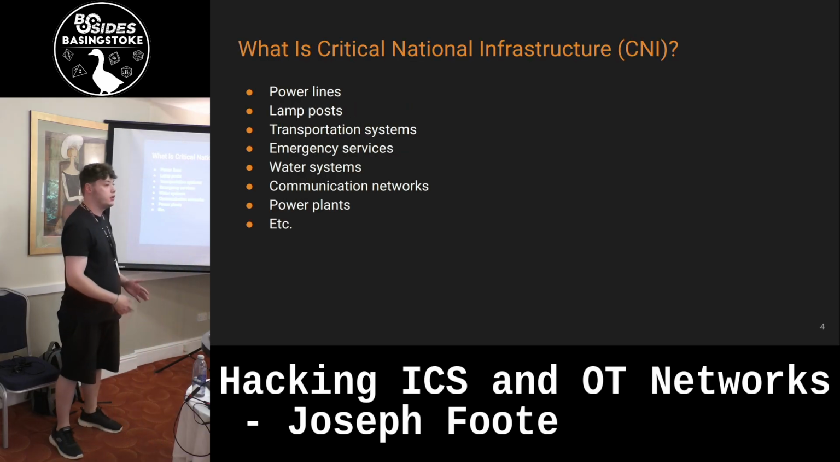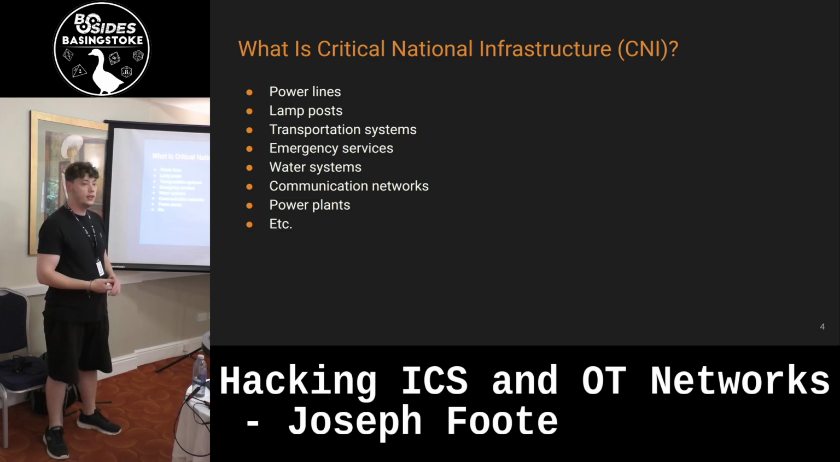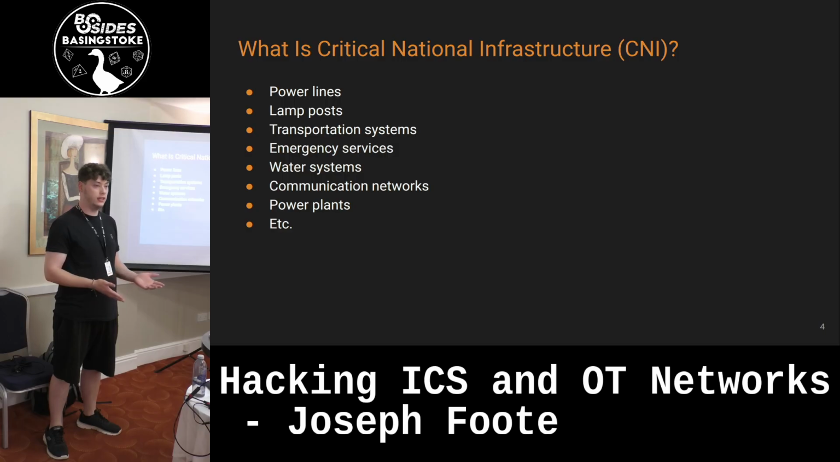So, what is critical national infrastructure? These are the kinds of things that are ubiquitous to your everyday life and, in a sense, necessary for most of us to live comfortably. Things like power lines, lampposts, transportation systems, motorway services, water, gas, electric, communications, power plants, etc. Things that are, again, very much necessary for us to have a comfortable life and everything around us to operate smoothly.